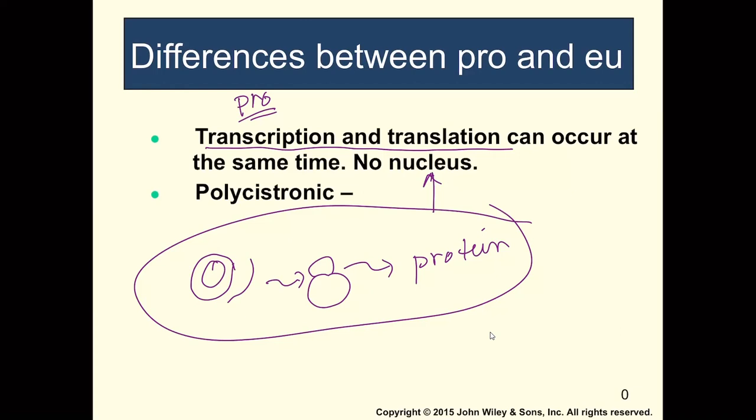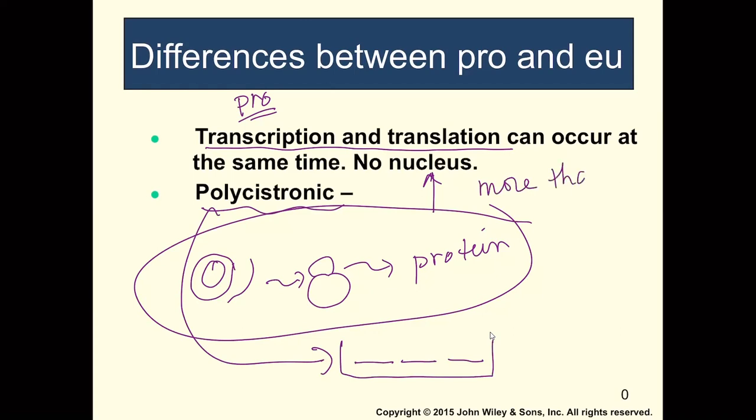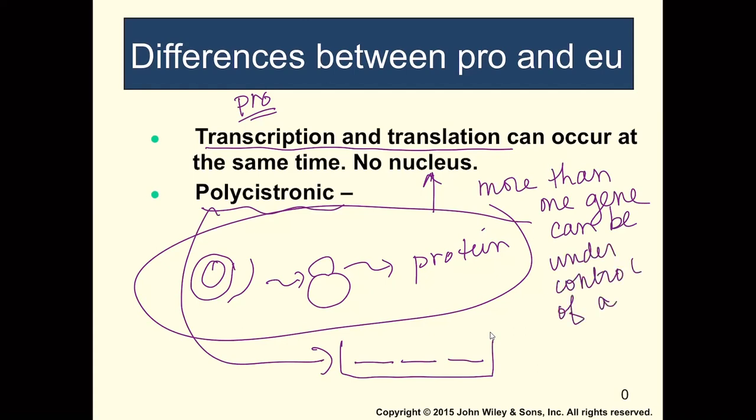Okay, now they're also called polycistronic. So polycistronic means that genes are read and can be read in like little groups. So poly means more than one. So more than one gene can be under the control of this thing called a promoter. Okay, so a promoter is what turns a gene on and off.